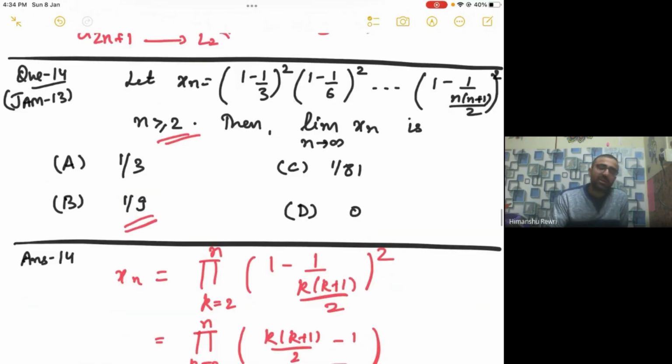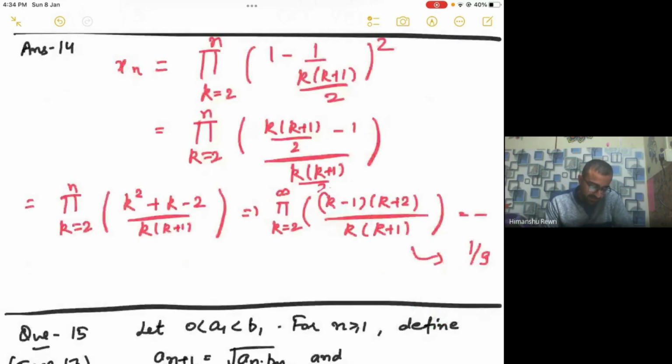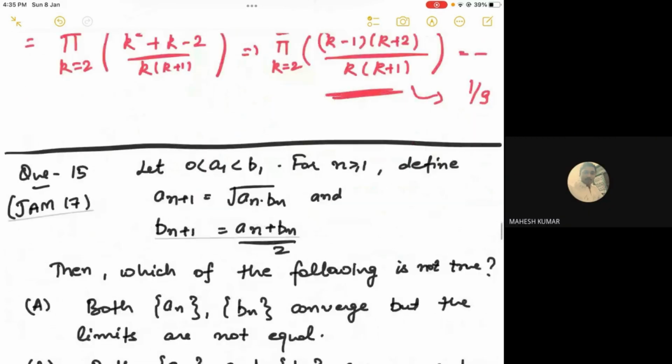The other way is to substitute n equals 2, n equals 3, and n equals 4. Then you will see a pattern, and the pattern will come out to be the same. Okay, so very good. Question number 14, I hope this is clear to everyone. So let's go to question 15.